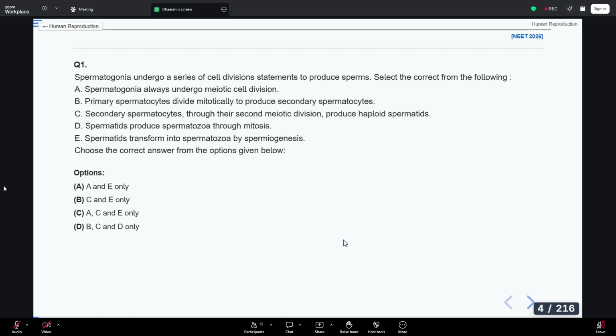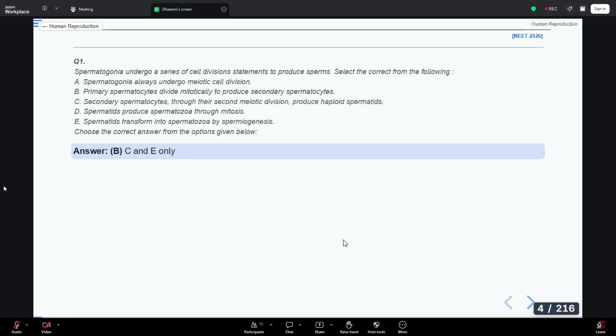Now let's see the answer for this question. Your answer is option B, and it is correct. Option B: primary spermatocytes divide mitotically to produce secondary spermatocytes, and spermatids transform into spermatozoa by spermiogenesis. Very good. Let's see the next question.